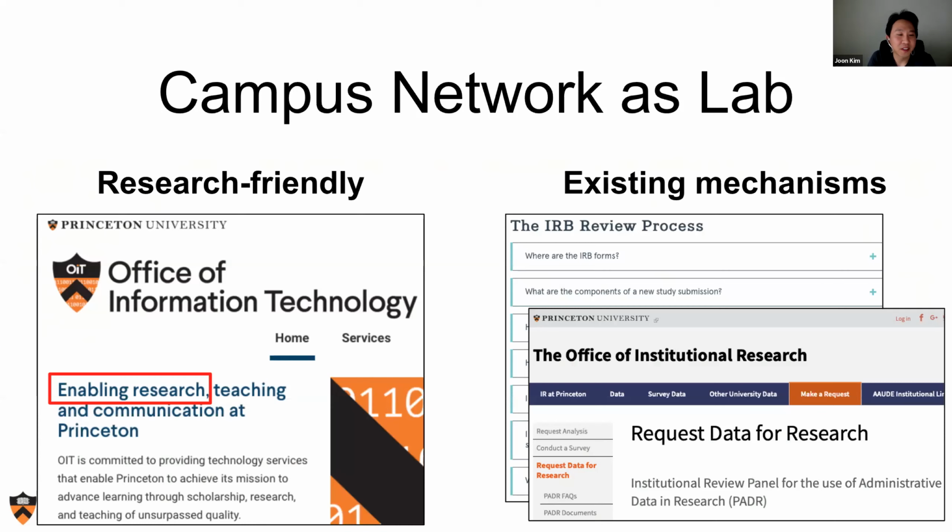Campus networks are research friendly, of course, because this is a screenshot of our IT department webpage. It actually starts with enabling research, right? So they actually want to help with enabling research, and they're open to new ideas mostly. And because of this, there are existing mechanisms on campus to enable research. For example, there's an IRB process at Princeton. There's also the Office of Institutional Research, which helps with the procedure of getting institutional data for your research. And I think there are some other universities which have similar procedures as well.